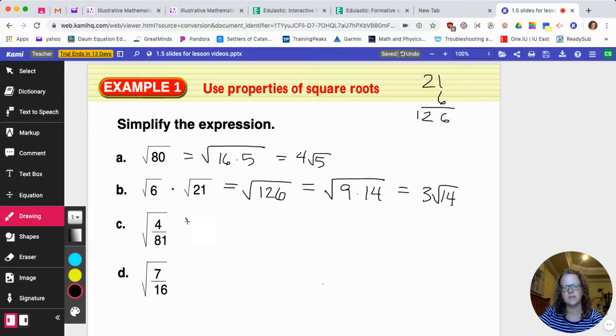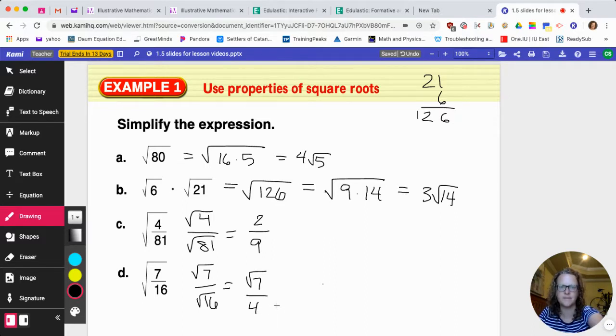Okay, here's where I separate the top and bottom. Oops. I figured out how to undo. Control Z. Old school. So square root of 4 is 2, square root of 81 is 9, and we're done. Okay, here I can separate top and bottom. Square root of 7 doesn't do anything, it's prime, and square root of 16 is 4, and we're done.